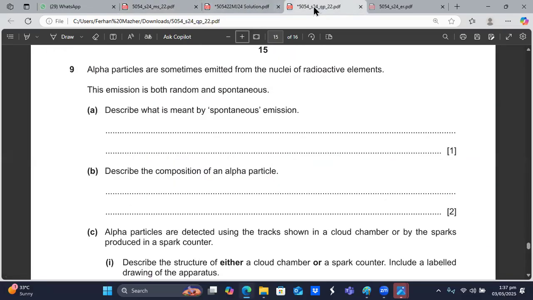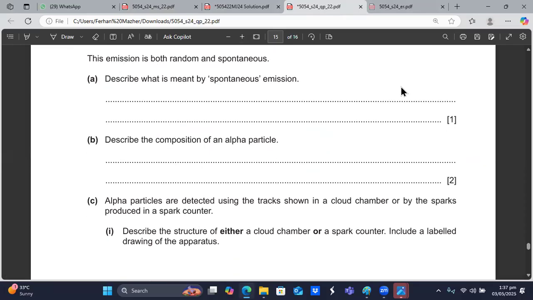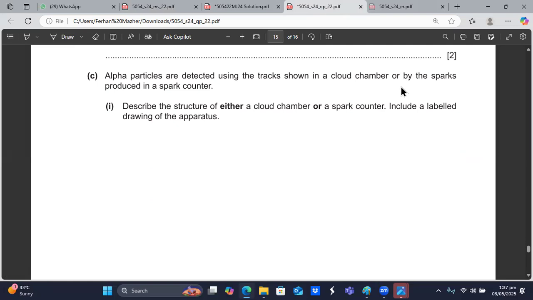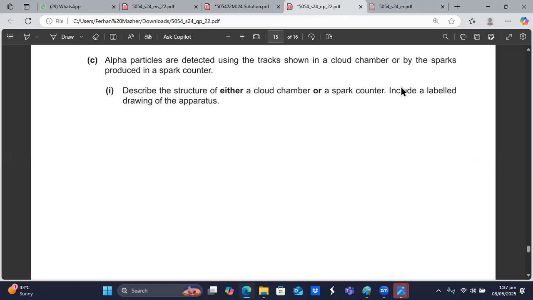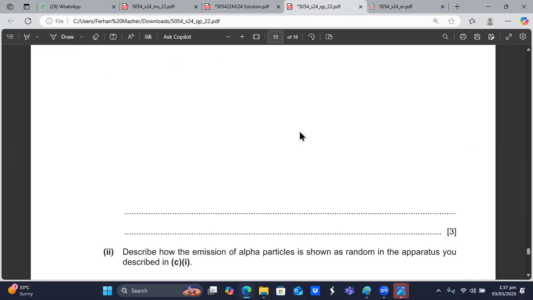Okay, then we have the next question, question number 9, part C. It says, the alpha particles are detected using the tracks shown in a cloud chamber or by the sparks produced in a spark counter. Describe the structure of either a cloud chamber or spark counter. Include a labeled diagram of the apparatus. Okay, so it's a 3 marks question.